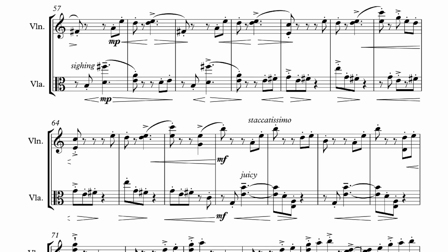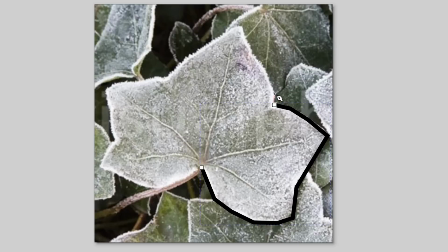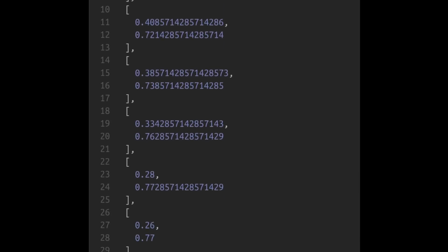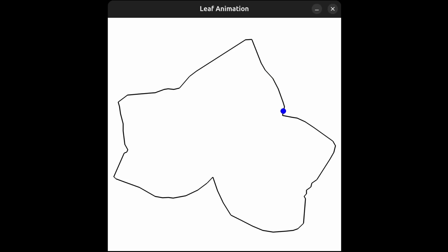I wrote it back in 2016, and I started out by taking a picture of a leaf and manually tracing out its perimeter. I then saved the coordinates of that path to a text file and wrote a Python program to read that text file and make this truly stunning animation.